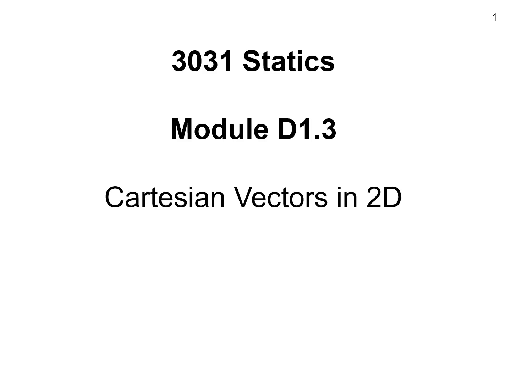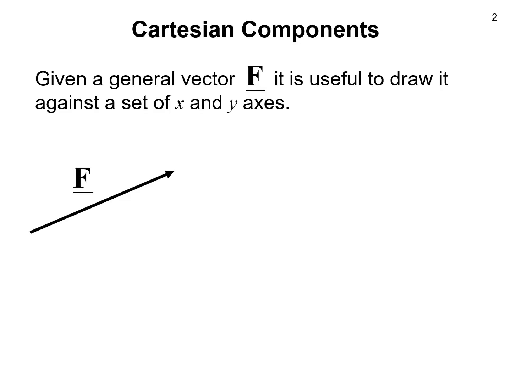In this module, we will discuss how to understand Cartesian vectors in 2 dimensions. Suppose we have a general vector f. It is useful to draw the vector relative to a set of x and y axes.